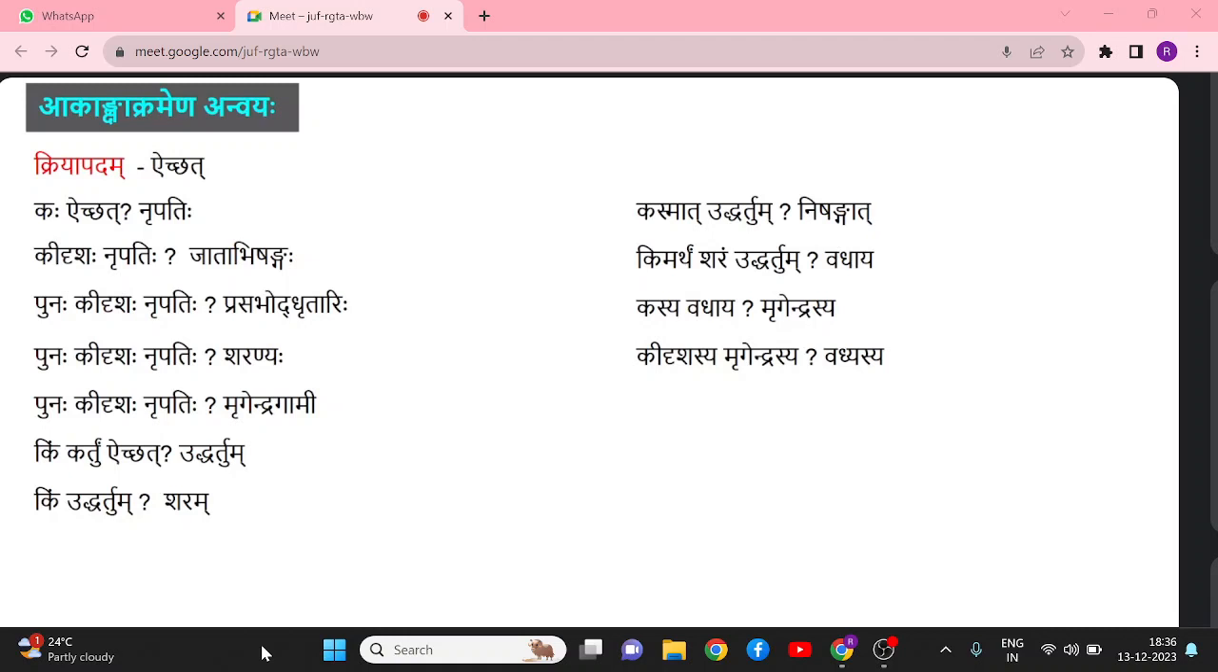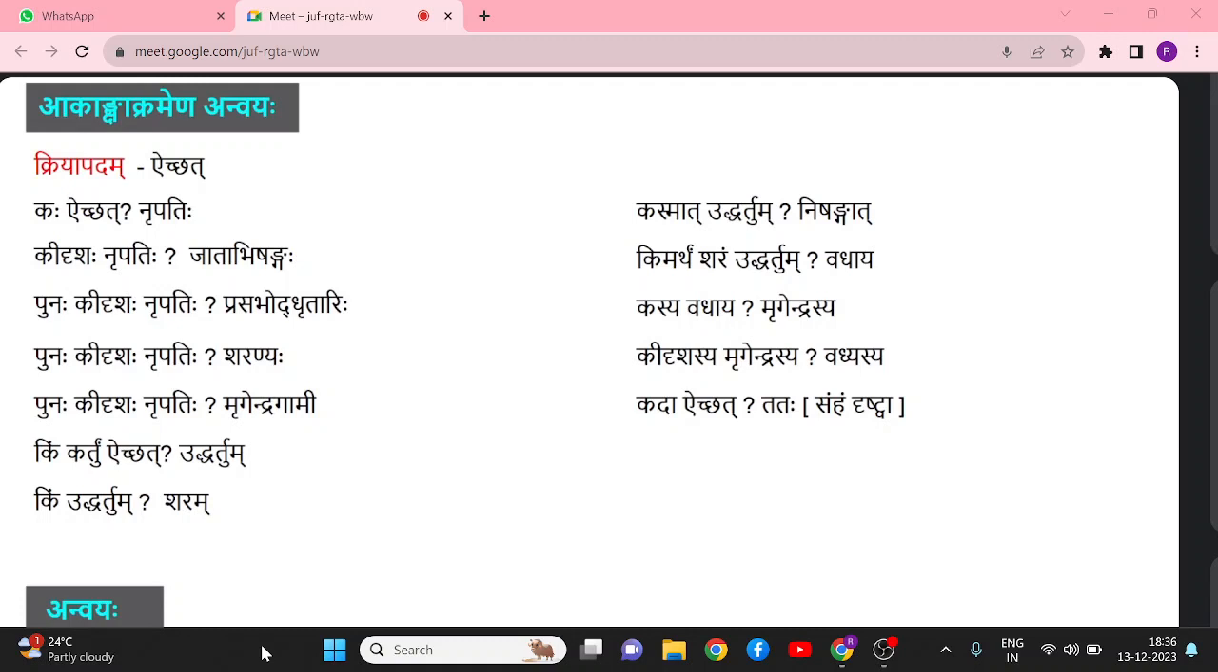Kada aichate? A question denoting time. Kada aichate, Tataha. Tataha, Simham drishtva, is a typo. Simham drishtva, that Tataha here is denoting Simham drishtva. So the Anvaya would be: Tataha Mrugendragami Sharanyah Prasabodhrutarihi Nripatihi Jatabhishangaha san, being such a kind of person, vadhyasya mrugendrasya vadhaya nishangat sharam uddhartum aichat.